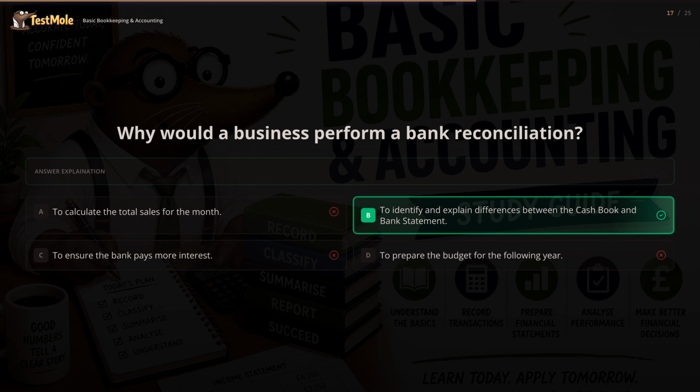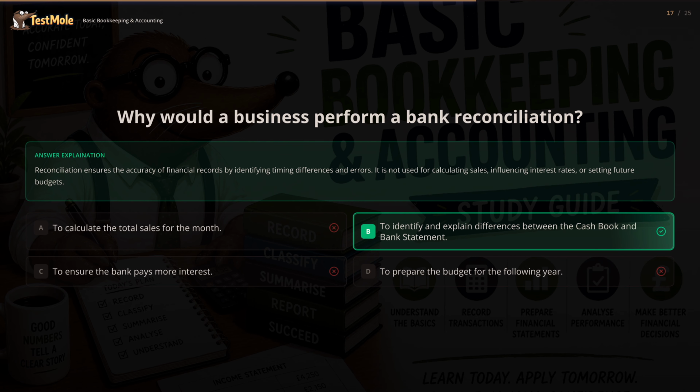The answer is B. Reconciliation ensures the accuracy of financial records by identifying timing differences and errors. It is not used for calculating sales, influencing interest rates, or setting future budgets.